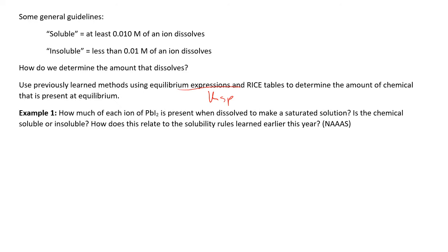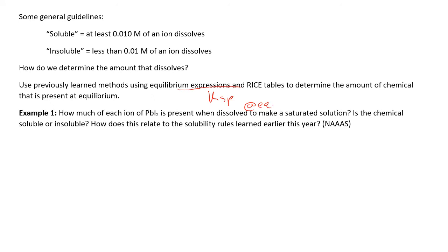So it says how much of each ion for this first example of lead iodide is present when dissolved to make a saturated solution. And then we've got a couple follow-up questions. Is it soluble or insoluble, and how does this relate to our solubility rules we learned earlier this year? So, when we say how much of each ion is present when dissolved to make a saturated solution, this is at equilibrium, okay? We're always talking about the at equilibrium part.